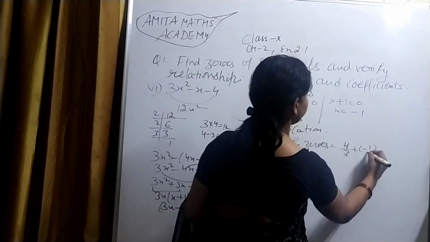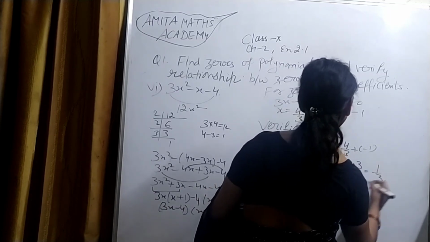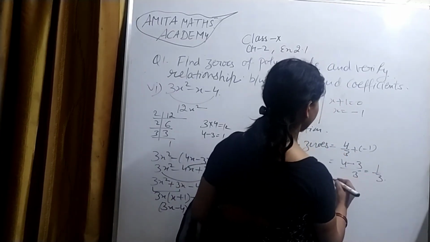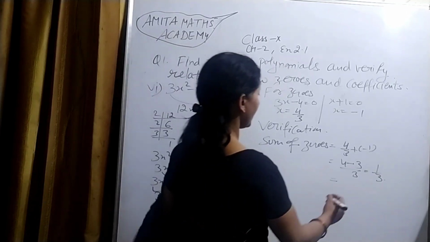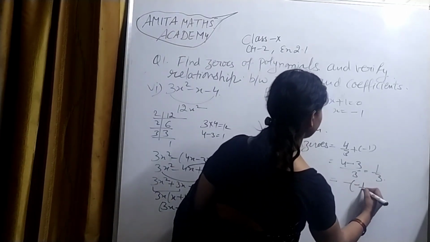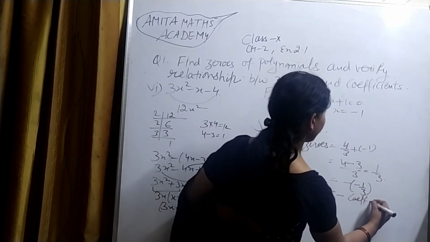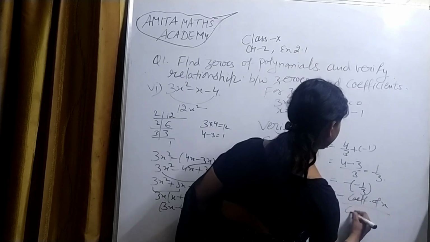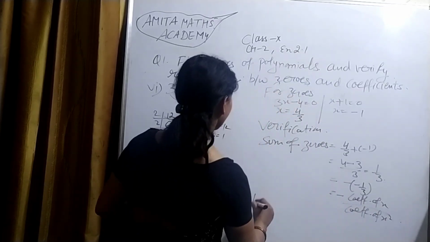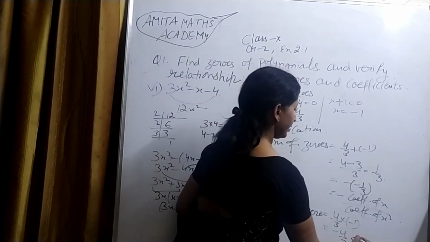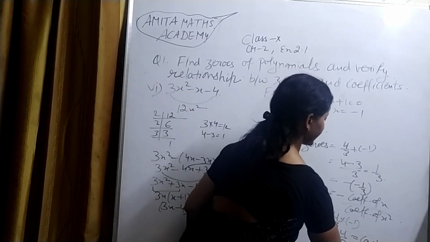Now verify the relationship, take the LCM and solve out. This is 1 by 3 and this is in the form 1, I can write it like this, and minus the coefficient of x divided by the coefficient of x square. Same here, the product of zeros is the constant term divided by the coefficient of x square.